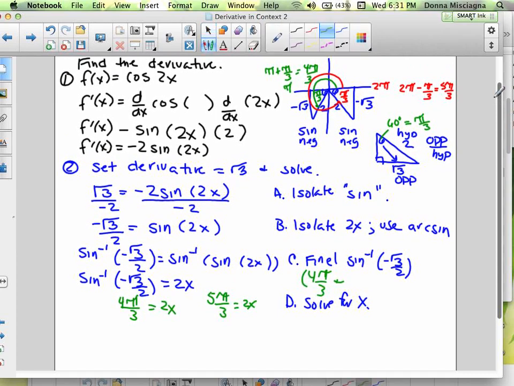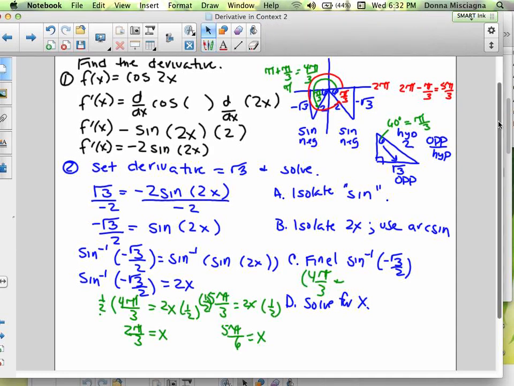So we're going to divide both sides by 2. So now over here, x is going to be, if we're dividing by 2, I'll even write it as 1/2. The 2's would cancel, and so half of 4 pi thirds is 2 pi thirds. That's one place. And then the other place, we're going to, again, multiply by 1/2. Nothing's going to cancel here, so this will be 5 pi sixths. All right, and that's the two places. So we'll answer our question there.